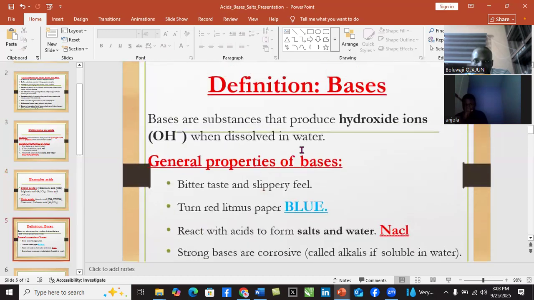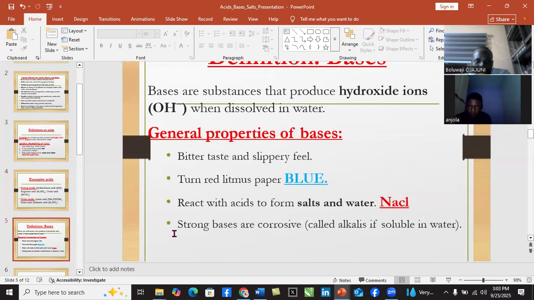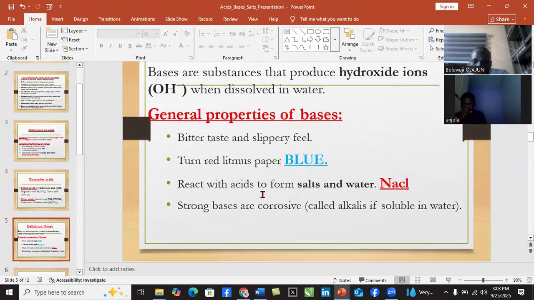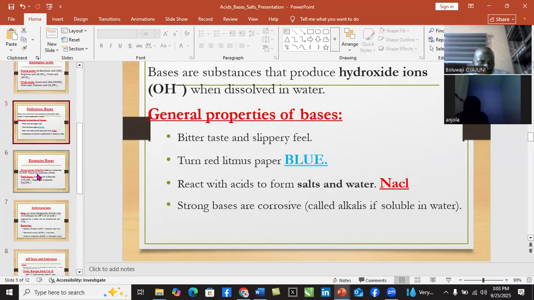Then we look at base: substances that produce hydroxide ion, that is OH, when dissolved in water. General properties: bitter taste and slippery feel. Turn red litmus paper blue. React with an acid to form salt and water, for example sodium chloride. Strong bases are corrosive, called alkaline. You have done all this. They are in your notes, right? Yes, sir. I'm just doing revision so that we can recap everything.